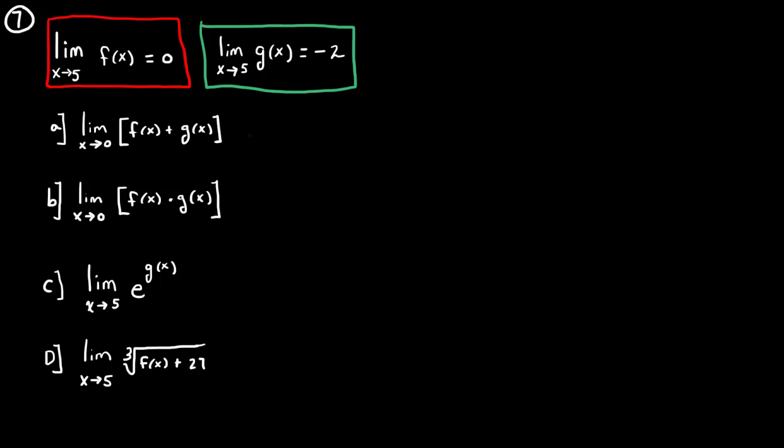Let's start with part A. The limit as x goes to 0 of f of x plus g of x. The idea here is since 0 is a real number and negative 2 is a real number, both of these limits exist. And if both limits exist, then you can employ some properties. One is the limit of a sum is the sum of limits. So I will show here the limit as x approaches 0 of f of x plus the limit as x approaches 0 of g of x. The limit of a sum is the sum of limits.